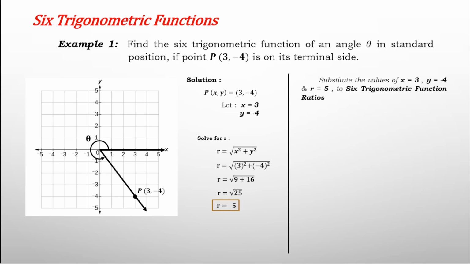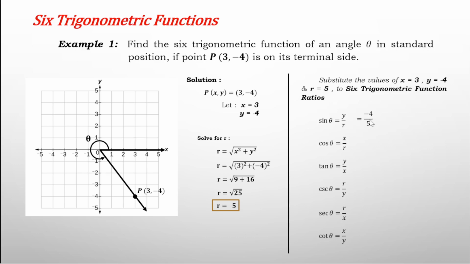The next step is to substitute the values x equal to 3, y equal to negative 4, and our r, which is equal to 5, into our 6 trigonometric function ratios. These are the 6 trigonometric function ratios. To find sine theta, substitute the value of y, which is negative 4, and the value of our r, which is equal to 5.